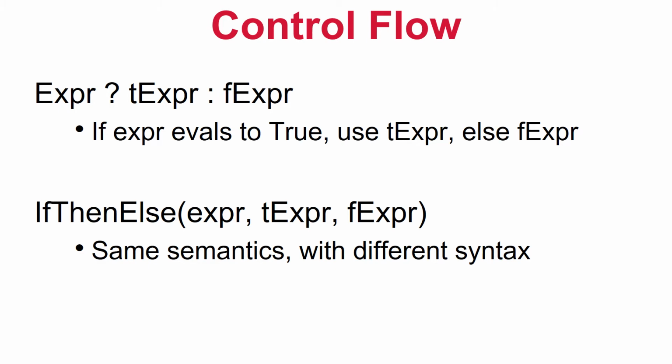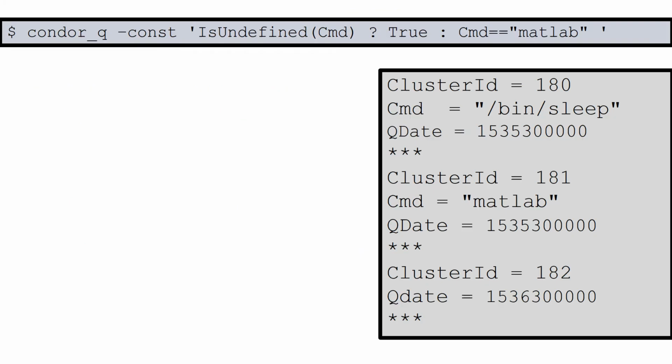The question mark colon, the so-called ternary operator, takes an expression before a question mark and, if true, evaluates and returns the second expression. If it isn't true, it returns the value of the third expression. Or you'll see the ifThenElse function, which does the same thing, but with a function call like syntax.